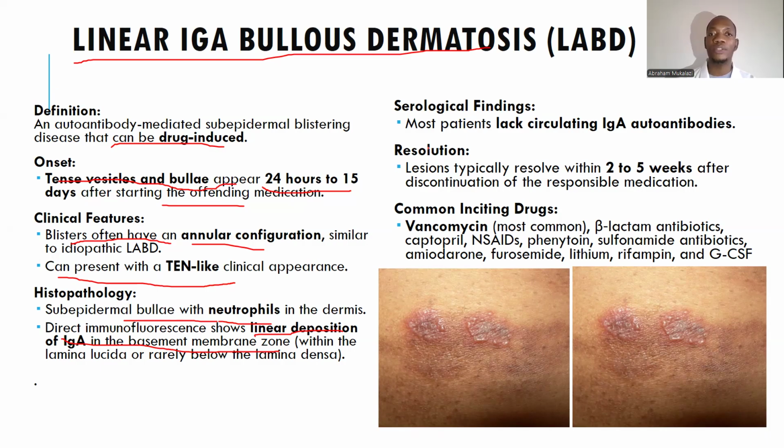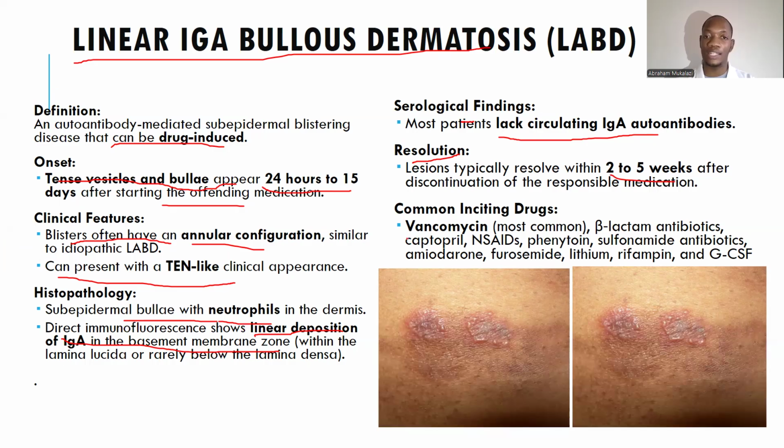So when you do serological investigation, most of the patients, if it's a drug causing the problem, they will lack serum circulating IgA autoantibodies. Then the resolution usually occurs within 2 to 5 weeks after you've discontinued your drug, and it will not recur unless you give the drug once again.